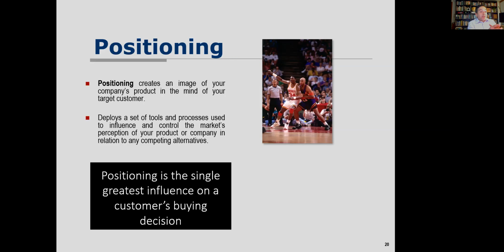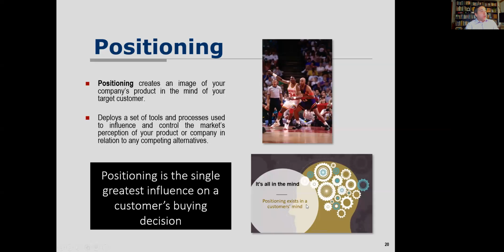So most people say positioning is, I need to talk about my product. I need to blah, blah, blah. And maybe a little bit of the competitor at the end. This commercial, the Macintosh commercial, 1984, did almost the opposite. It positioned the opposition for most of the commercial, and then at a very crucial moment, positioned the Macintosh. So it's all in the mind. Positioning exists in the customer's mind.